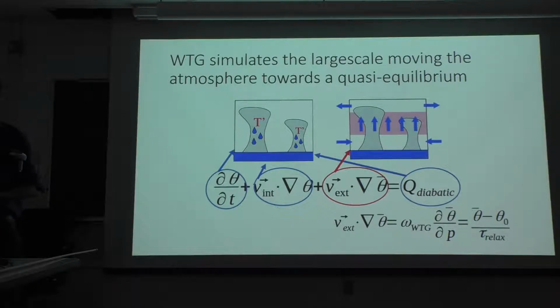This is one of the reasons why CAPE isn't very important in the tropics. It's more the consumption of CAPE than actually how much CAPE you have in general, because you can have as much energy as you want, but it's only going to move you towards an equilibrium temperature and not consume all of it.